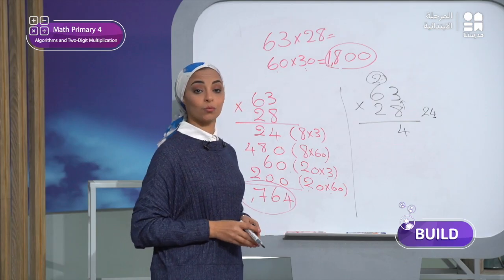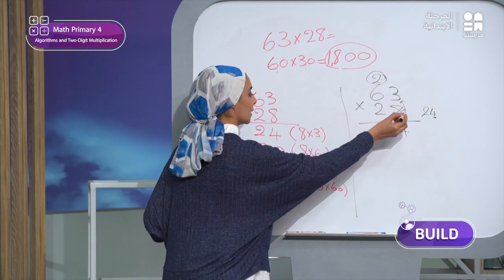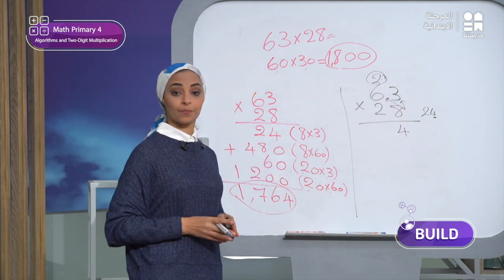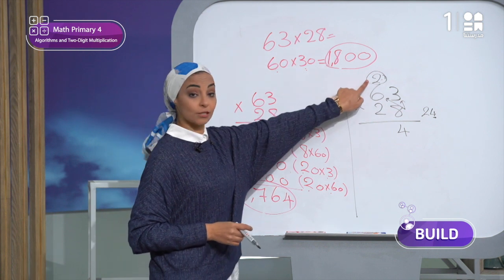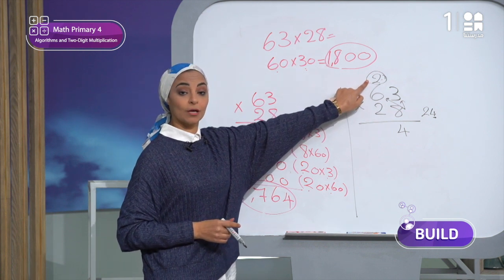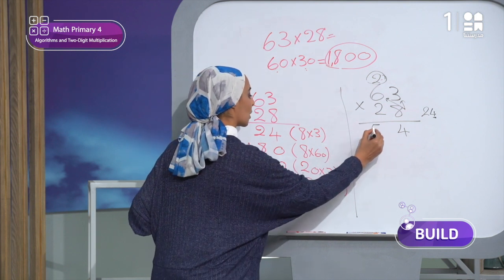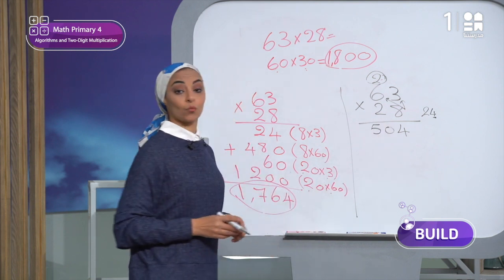Then, what should I do? Yes, I will multiply 8 times 6. 8 times 6 equals what? 48. And don't forget to add the 2. 48 plus 2 gives me 50. So I'll put 50 here. Then what should I do?